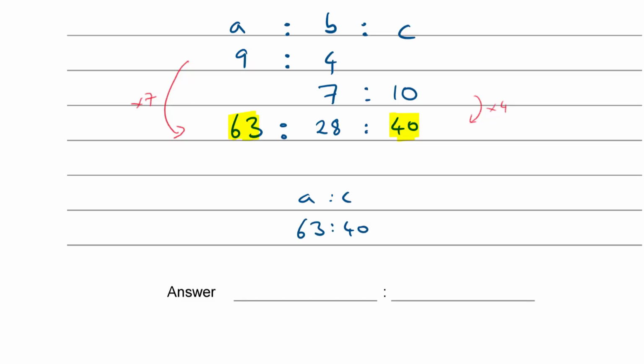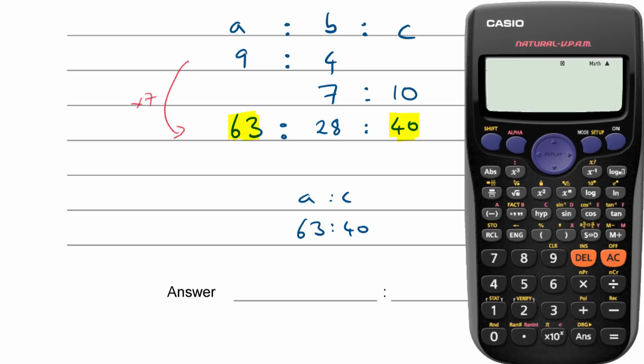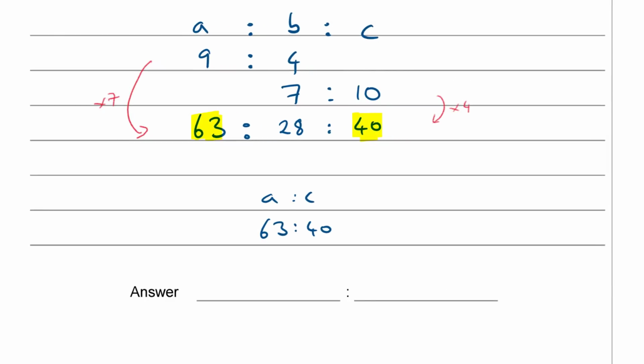Can I cancel that down at all? You can actually use your fraction key to check these sorts of things. I'm just going to type 40 over 63 as a fraction and see if that cancels down. No, it doesn't. So that is already in its simplest form. So I'm just going to write that down as 63 to 40.